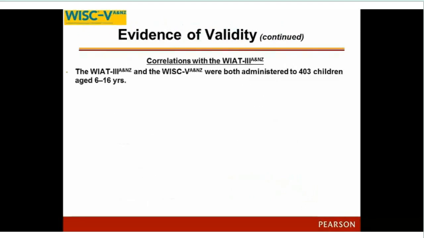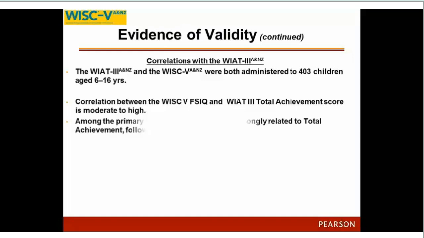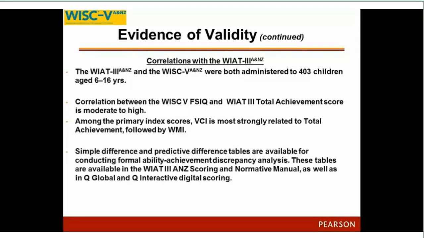So, more on correlations with the WISC-IV. We tested 403 children on both the WISC-IV and the WISC-V, and the correlations between the WISC-V Full Scale and the total achievement score are moderate to high. Among the primary index scores from the WISC, the Verbal Comprehension Index is the most strongly related to total academic achievement, followed by the Working Memory Index.